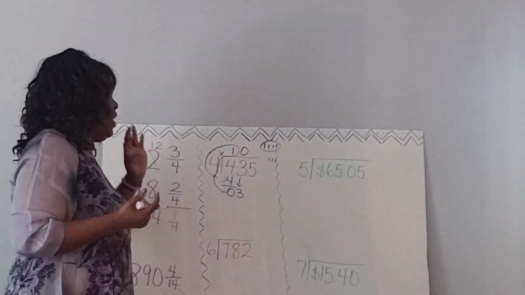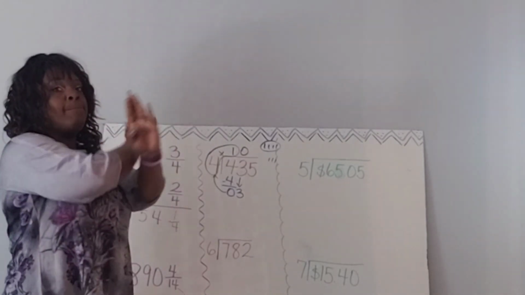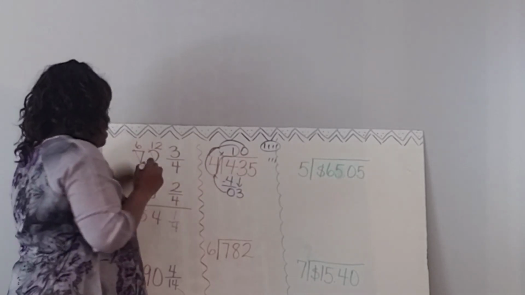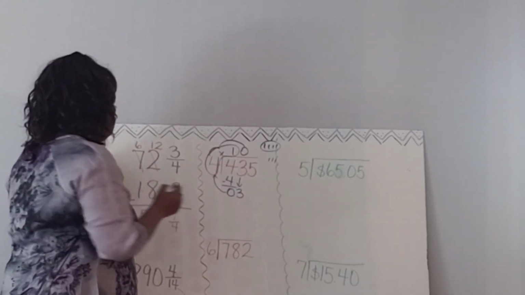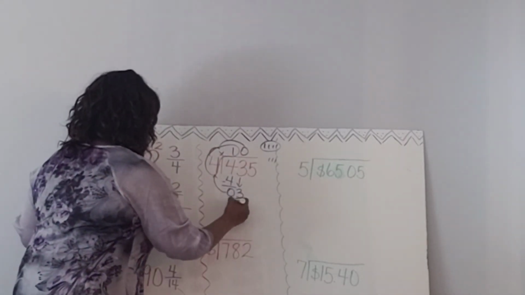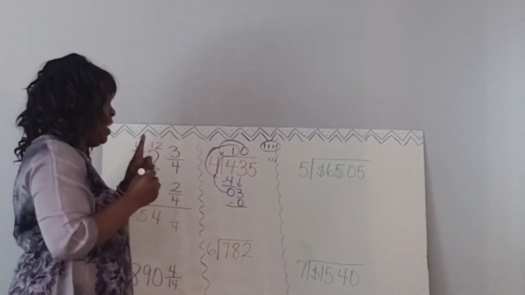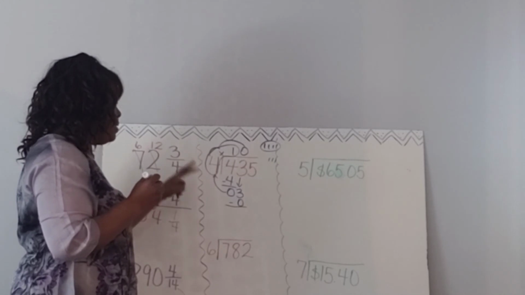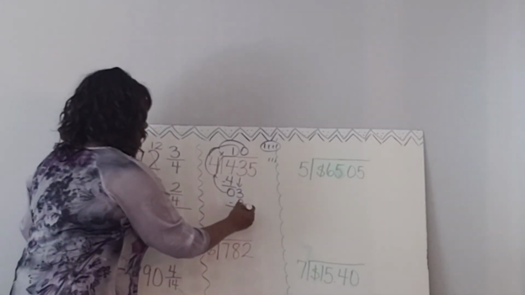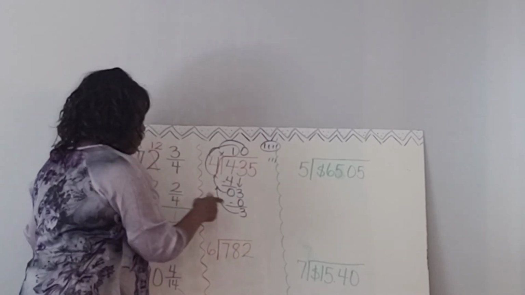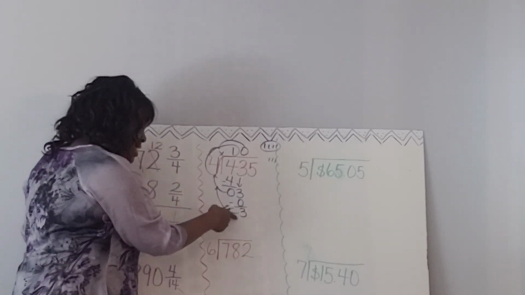And then after I divide, I have to multiply. I multiply my new number times my outside number. 0 times 4 is 0. And then I have to subtract for the second time. 3 minus 0 is 3. And then I compare for the second time. Draw my arrow to make sure this is less.